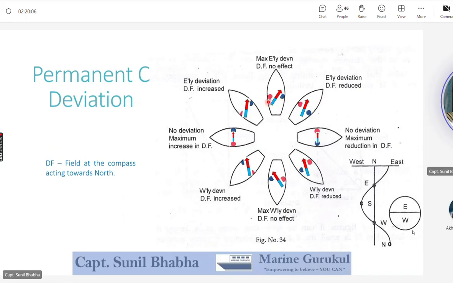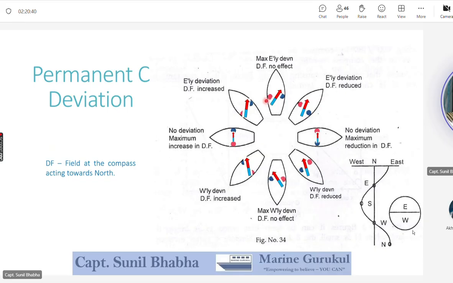Likewise, on the port side, we have the red polarity of the ship's magnetism. This red pole of the ship's permanent magnetism is going to repel the red end of the magnetic needle, and again it adds to, or complements, the clockwise swinging of the compass needle looking from top. So we have an easterly deviation here.